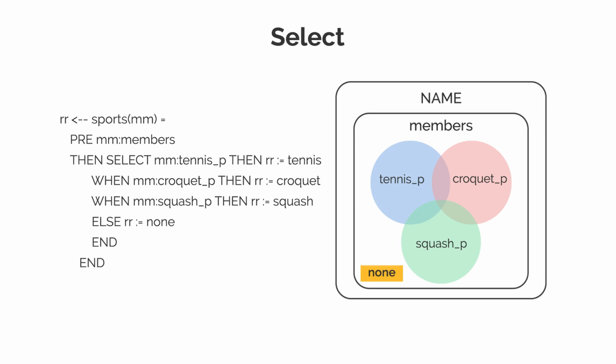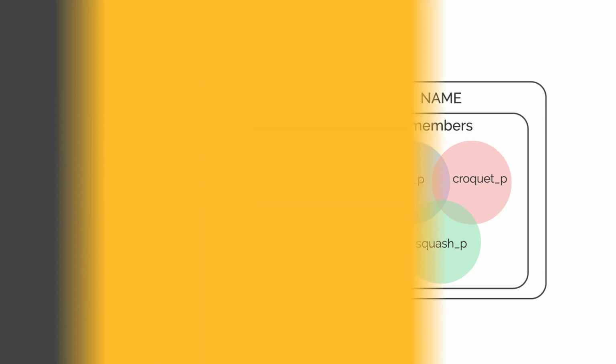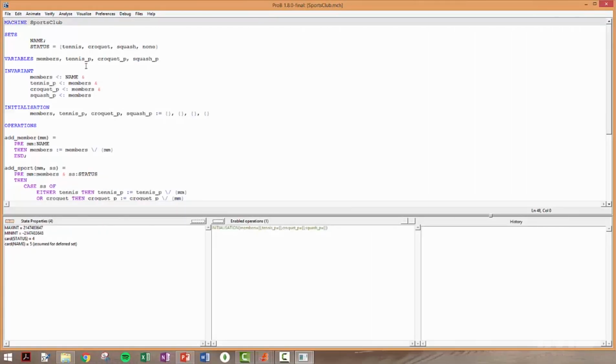So you can see that if a given member MM belongs to more than one of these sets, tennis P, croquet P, and squash P, then this command will non-deterministically assign tennis, croquet, or squash to RR. We can actually animate this machine, the machine sports club, in ProB.